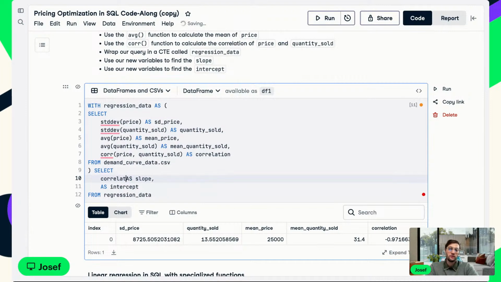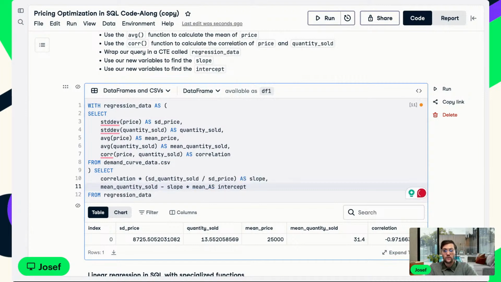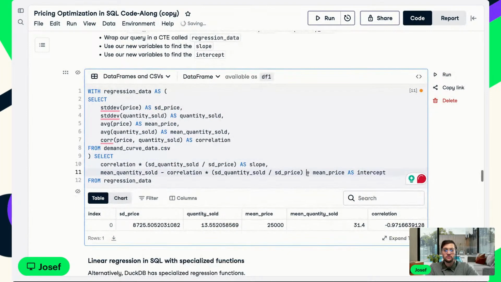So the slope is the correlation multiplied by the quotient of the standard deviation of quantity sold divided by the standard deviation of price. And the intercept is the mean of quantity sold minus the slope times the mean of x. Now slope doesn't exist so far. I just declared it. Sorry, that was a placeholder. I'm going to copy in this formula here and put that there. No point in doing another CTE, I don't think.